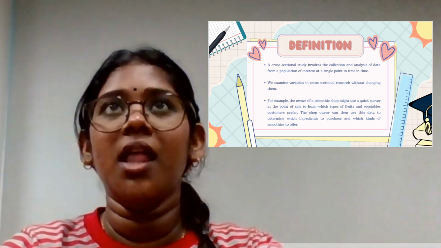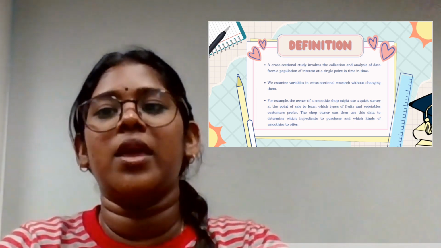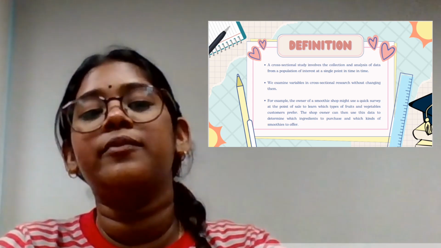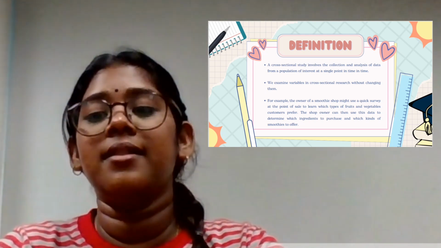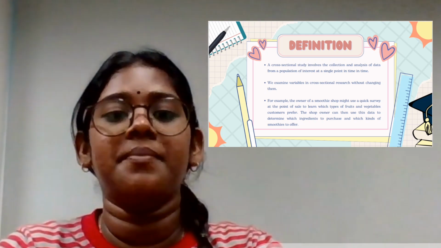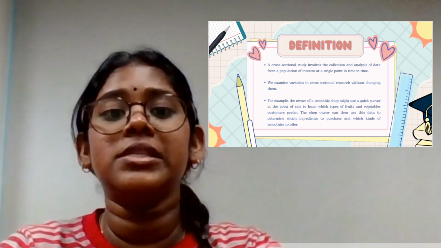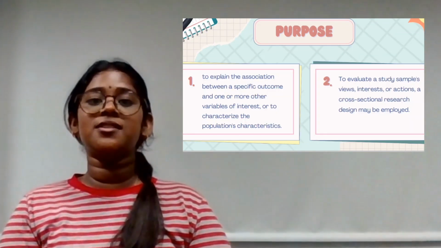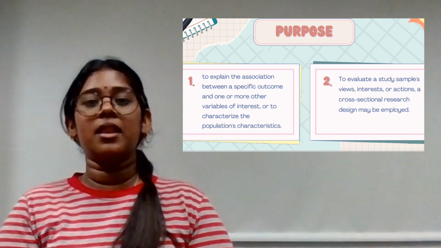For example, the owner of a smoothie shop might use a quick survey at the point of sale to learn which types of fruits and vegetables customers prefer. The shop owner can then use this data to determine which ingredients to purchase and which kinds of smoothies to offer. The main purpose of a cross-sectional study is to understand what is happening right now in a population.